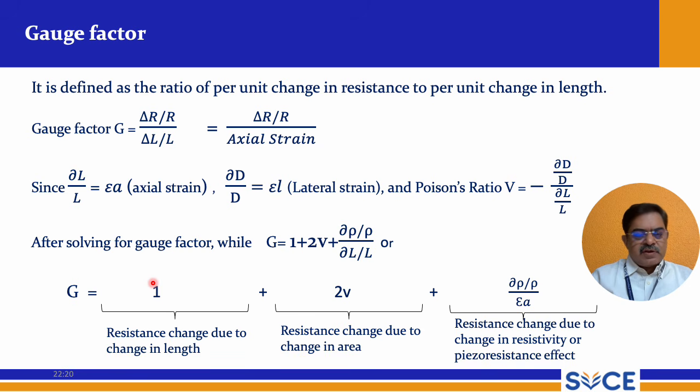So this is the gauge factor final equation: G equals 1 plus 2V plus d rho by rho epsilon A, where epsilon A is the axial strain. So in terms of axial strain we are defining this equation. One term is the resistance change due to change in length, plus the resistance change due to change in area, that is 2V, and the last is the resistance change due to change in resistivity, or the piezoelectric effect. We are going to see the piezoelectric effect in the next session. So change in resistivity or the piezoresistance effect, both are one and the same.